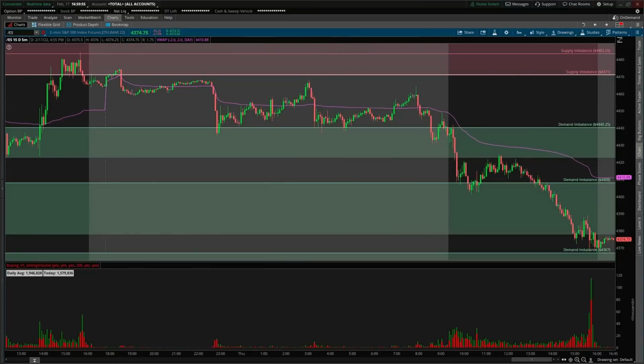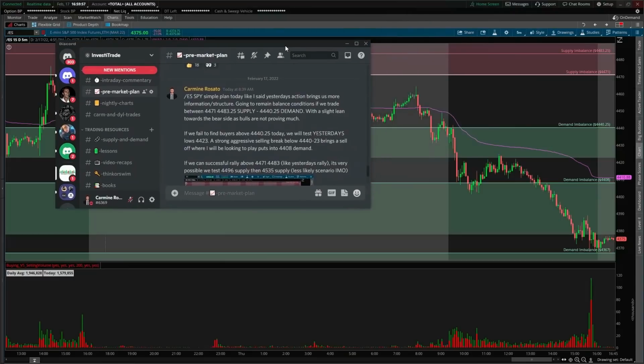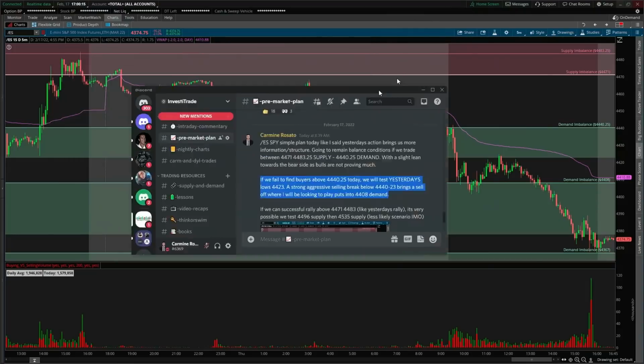So going back to the pre-market plan from today, my scenario was if we fail to find buyers at the 4440 demand, we will test yesterday's lows at 4423, and a strong aggressive break below these levels will bring us a sell-off where I'll be looking to play puts into the 4408 demand.